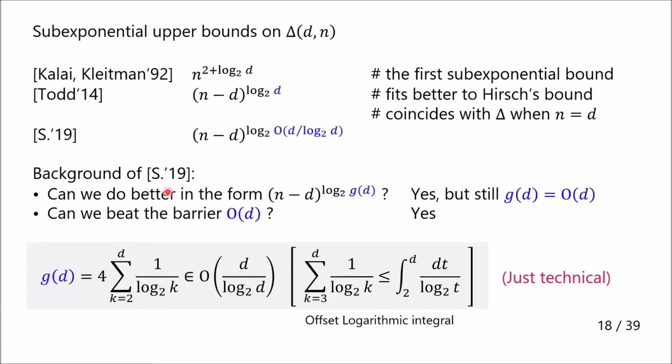So here is the background of this result. In view of Todd's result, I thought that it can be interesting if the exponent here is reduced further while keeping this functional form. So this was my question: can we do better in the form?